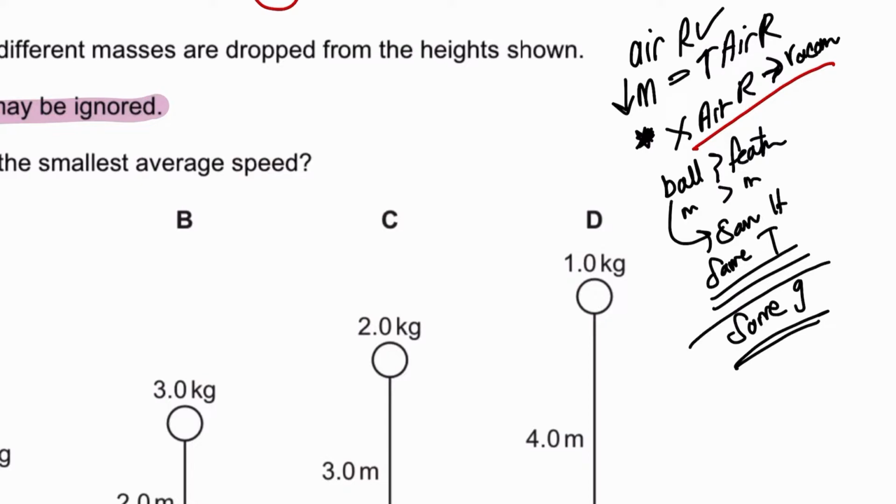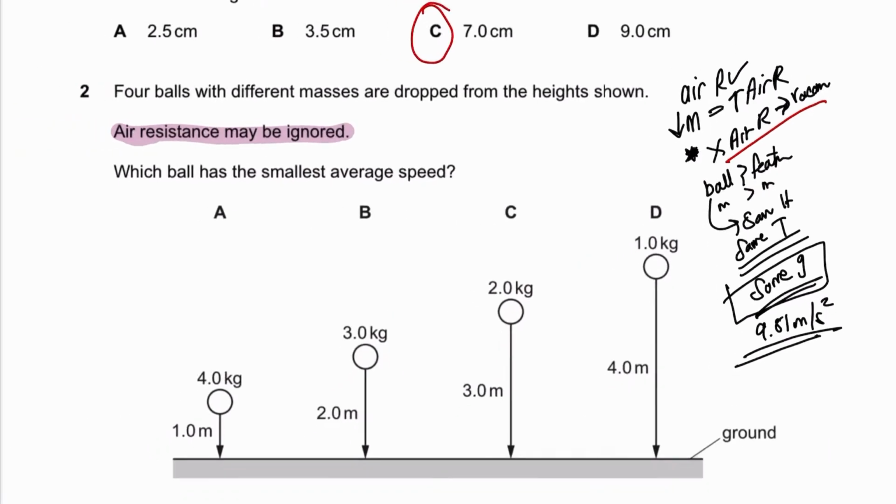Now I said remove air resistance, not remove gravity. If there was no gravity, it wouldn't fall, and that's not possible on Earth, right? Same G. G is the acceleration with which they fall down, which is 9.81 meters per second squared. So they both accelerate with this, therefore they have the same speed, and then they reach the ground at the same time.